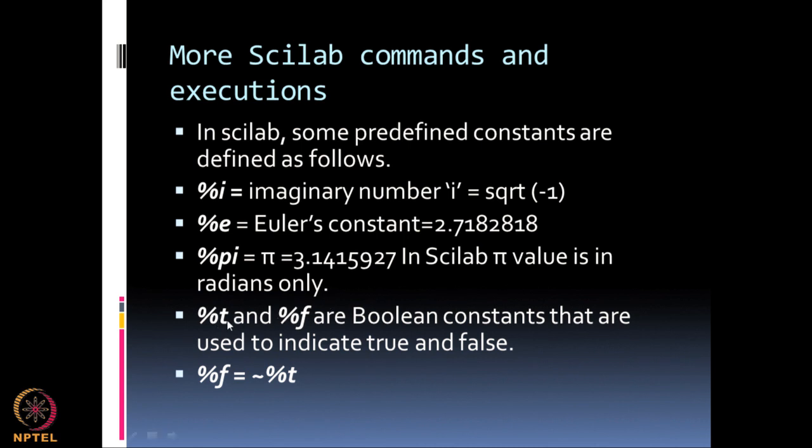Now, percentage t and percentage f are Boolean constants, representing that something is either true or false. If something is true, it is represented as percentage t, and if it is false, it is percentage f, and percent f is of course the negative of true, so it is tilde percentage t. These are called logical variables. In Fortran also we have logical variables, but we did not have too much occasion to use them.